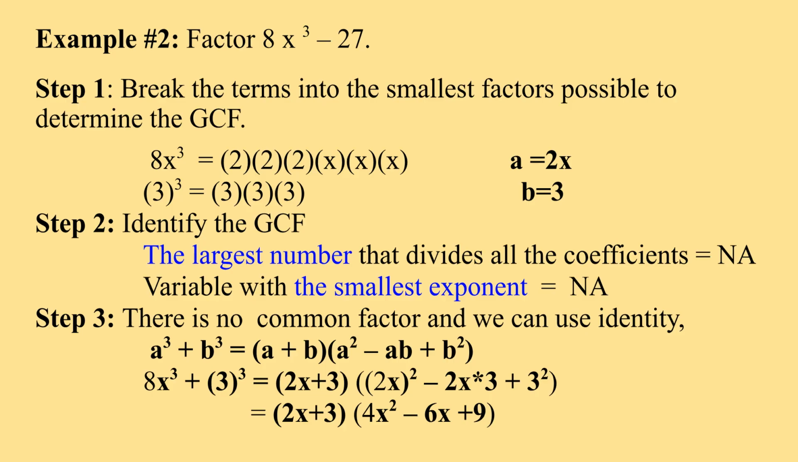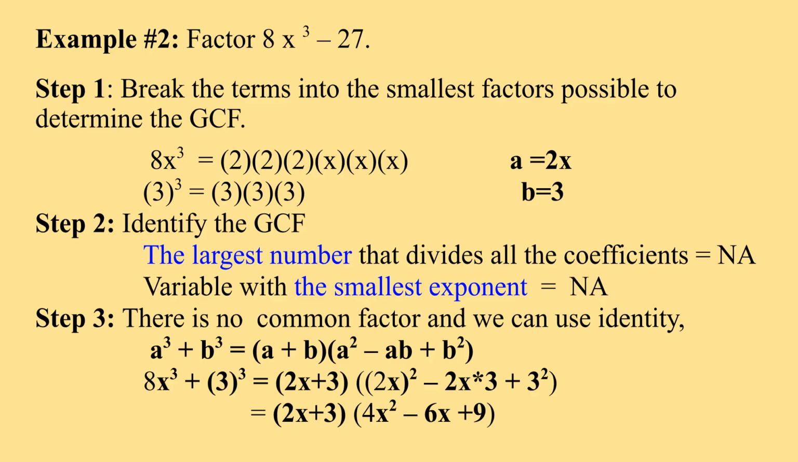For example number 2, factoring 8x cubed minus 27, step 1, break the terms into the smallest factors possible to determine the GCF. 8x cubed equals 2 times 2 times 2 times x times x times x. A equals 2x. 27 equals 3 times 3 times 3. B equals 3. Step 2. Identify the GCF. The largest number that divides all the coefficients equals N/A. Variable with the smallest exponent equals N/A. Step 3. There is no common factor and we can use the identity.